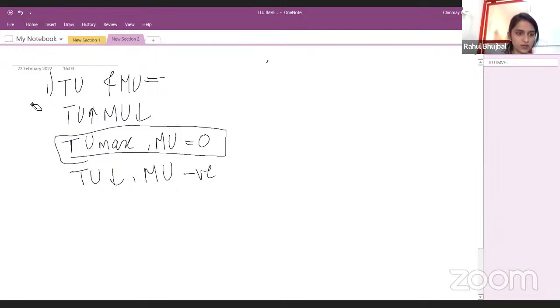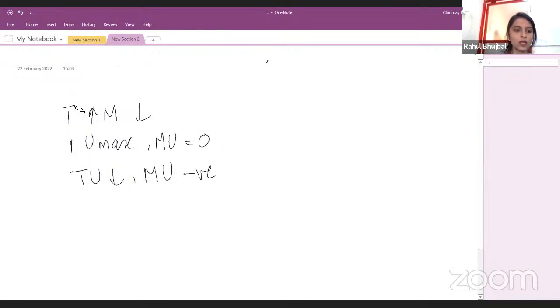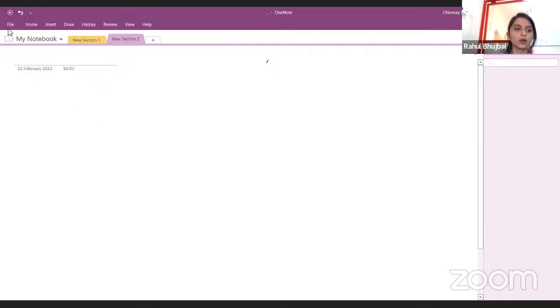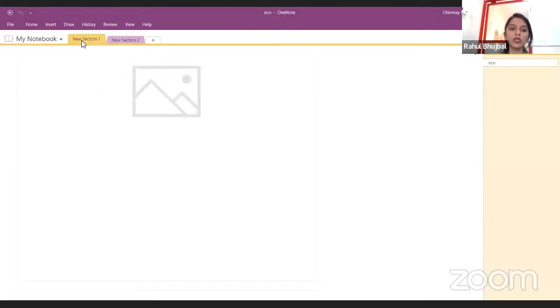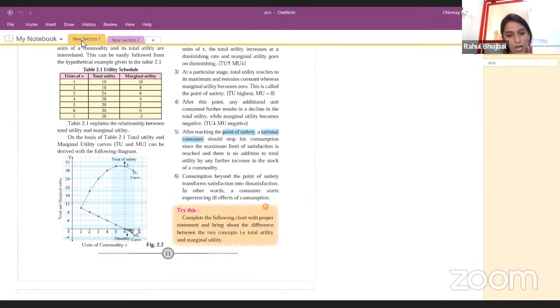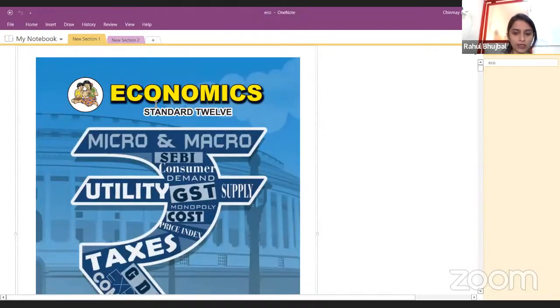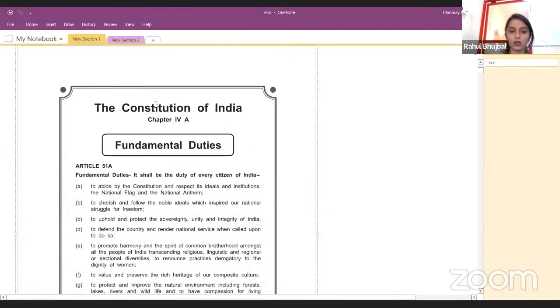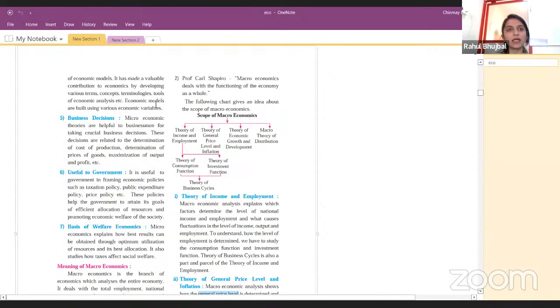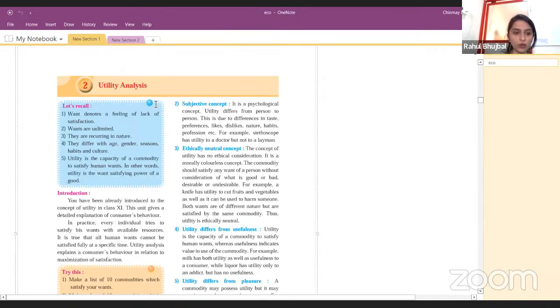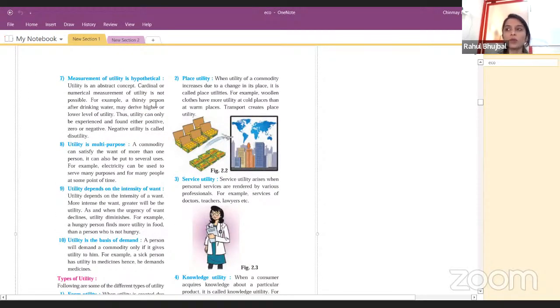I'll just erase this first, and then we'll start with the law of DMU. So what is the full form of DMU? Diminishing marginal utility. So what is marginal utility? Marginal utility is the utility derived from the last or additional unit of commodity consumed, right? So here we are going to see the relationship between number of units and marginal utility. When you are asked about the relationship of TU and MU, you have to remember 3 things. One is total utility, second is marginal utility, and third is number of units consumed.